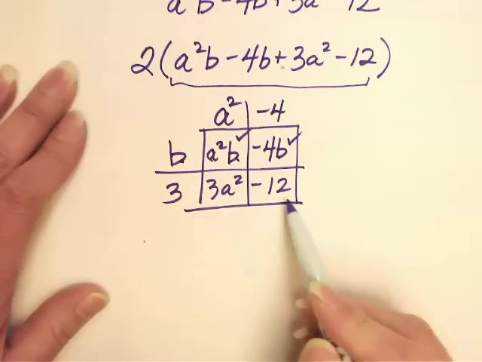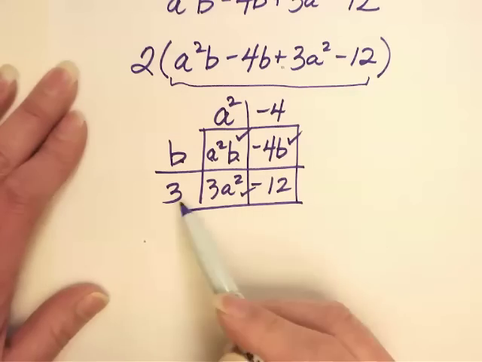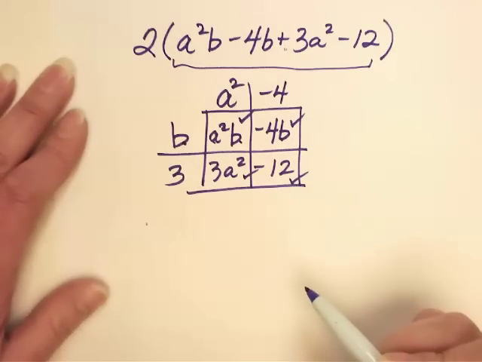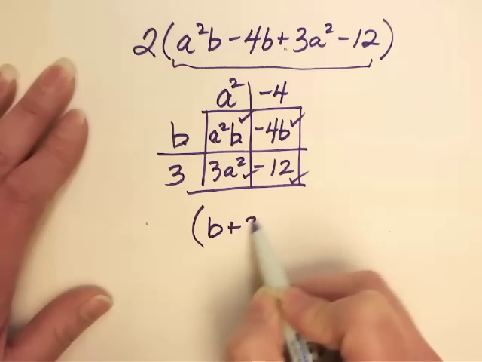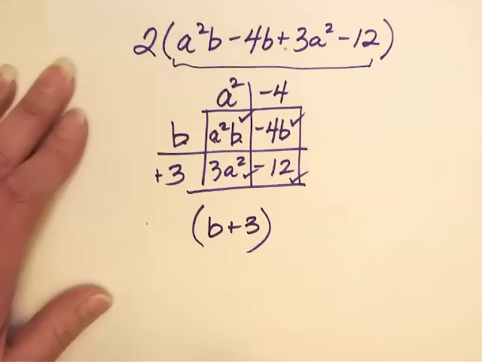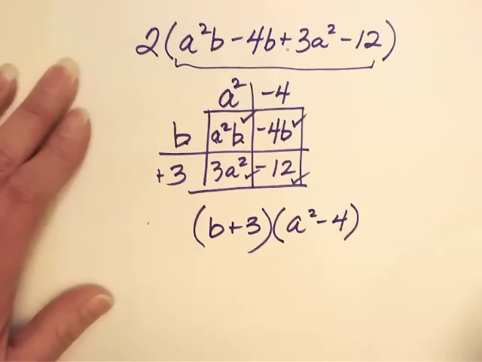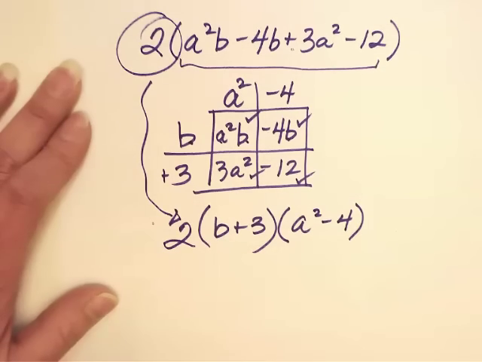So let's verify the last 2 boxes. 3 times a squared will give me 3a squared. That works. 3 times negative 4 is negative 12, and that works. So what are my factors here? I've got a binomial factor of b plus 3, since this was a positive 3, times, across the top, I have a squared minus 4. And please don't forget your GCF. Bring your GCF down. Okay?